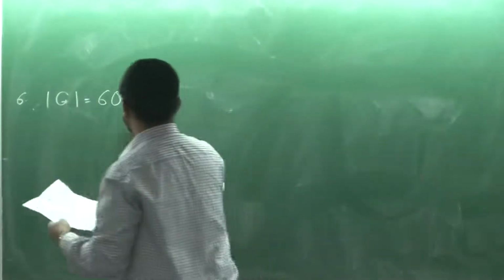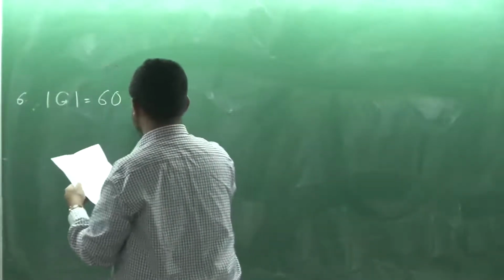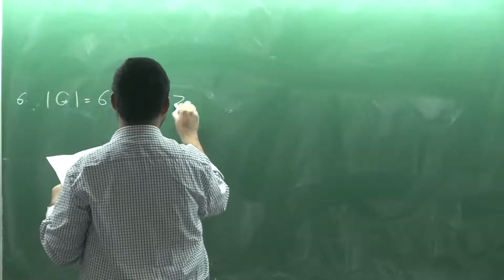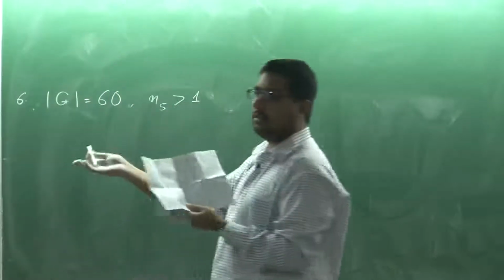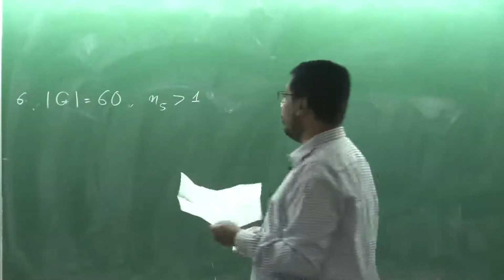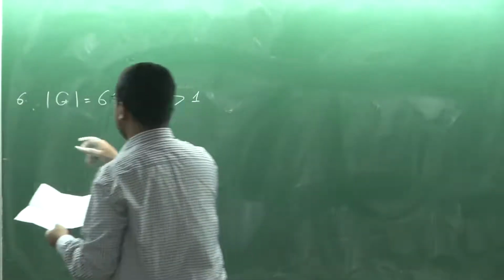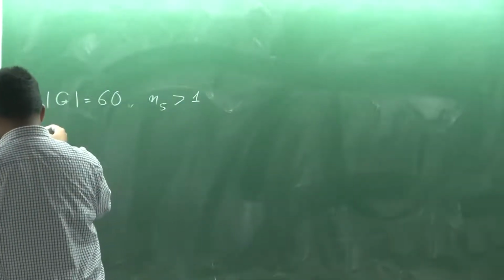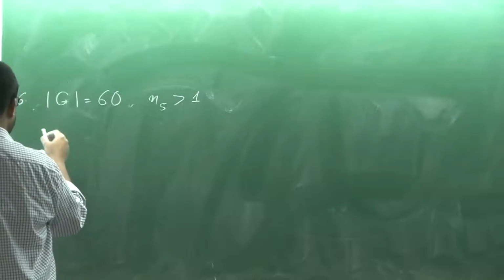So we prove the following: if G is a group of order 60 whose Sylow 5 subgroup is not normal, that is, there are several Sylow 5 subgroups. In fact, we can directly check from the divisors. What are the divisors here?